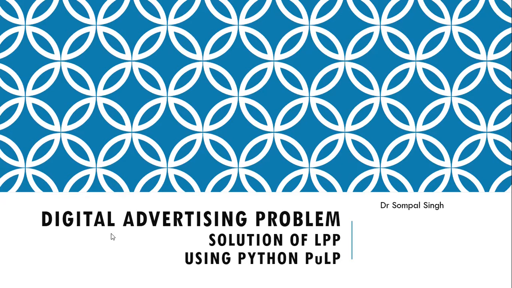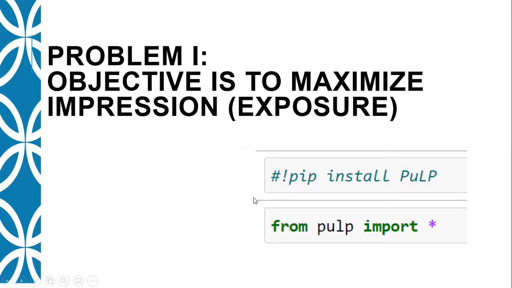Today I'll talk about a digital advertising problem, and we will solve the problem using LPP with the help of the pulp package in Python language. I'll discuss two problems. In the first problem, the objective is to maximize the impressions, that is exposure, in a digital marketing campaign. We will use the package pulp, and this is the code for importing pulp in Python.